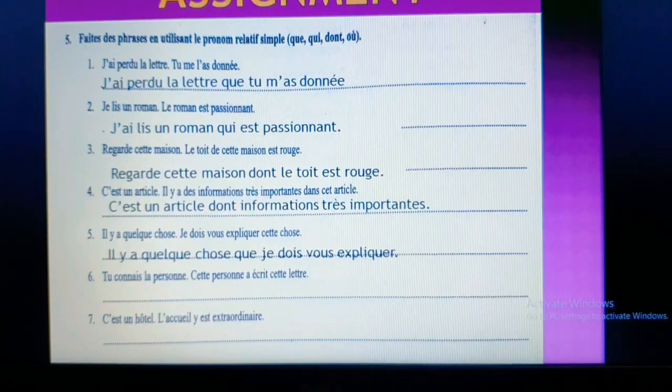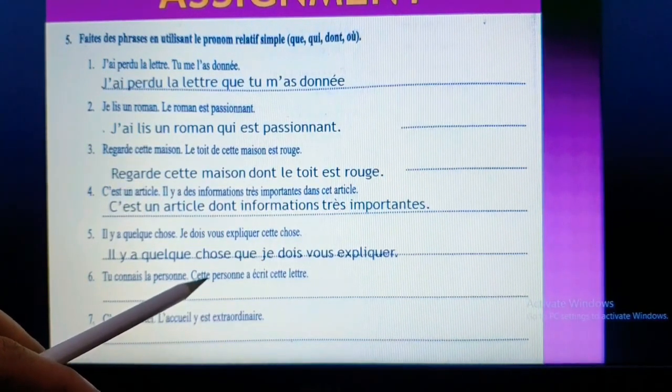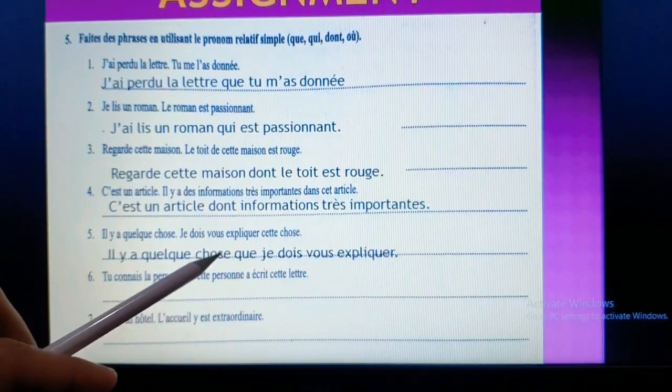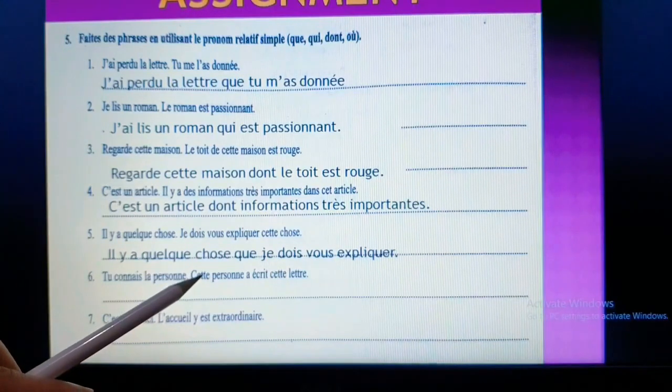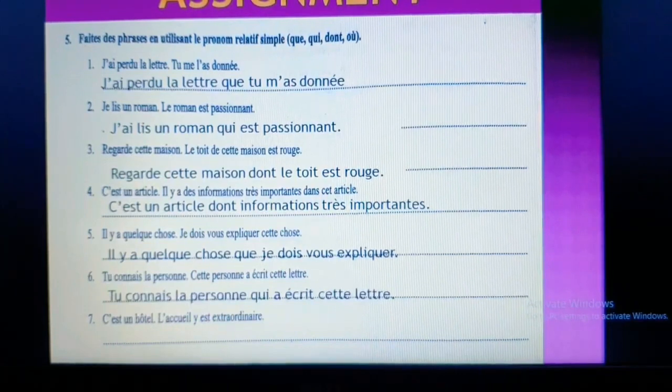Okay, let's continue. Tu connais la personne? Cette personne a écrit cette lettre. So, la personne and cette personne been repeated. So, this will be replaced by what? Qui. That's right. Because a écrit, passé composé, is a verb. So, the relative pronoun followed by the verb, we put qui. Tu connais la personne qui a écrit cette lettre.